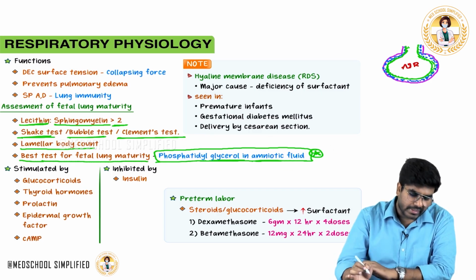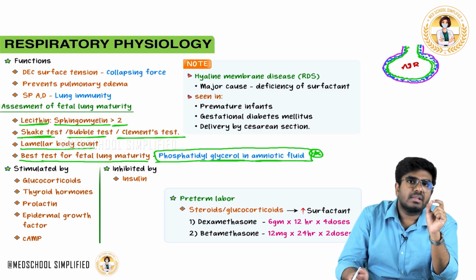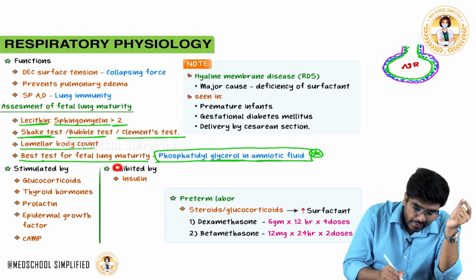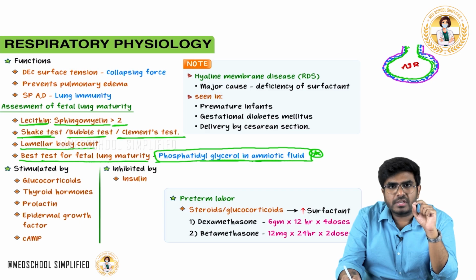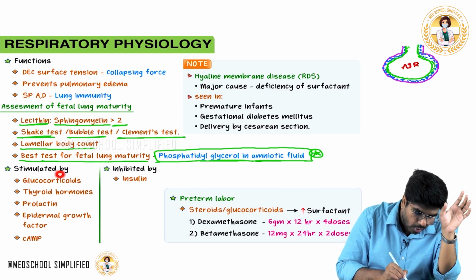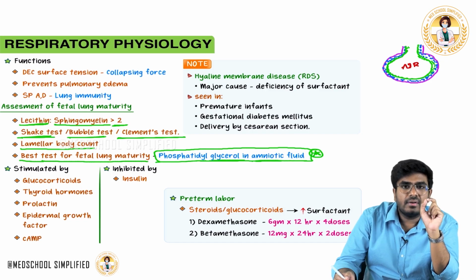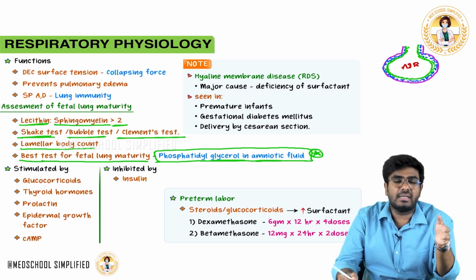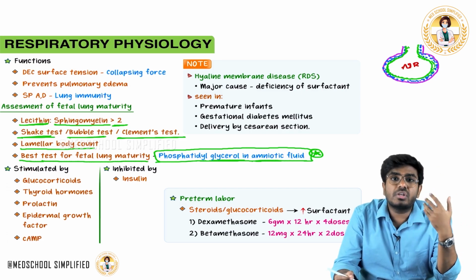Next, let's discuss what are the factors which will stimulate the surfactant production. Surfactant production is stimulated by, and surfactant production is inhibited by. Surfactant production is stimulated with the help of certain hormones like steroids, especially the glucocorticoids. The glucocorticoids produced in the baby will stimulate the type 2 pneumocytes to produce the surfactant. And thyroid hormones, prolactin, epidermal growth factor and cAMP, all of these will stimulate the production of surfactant.